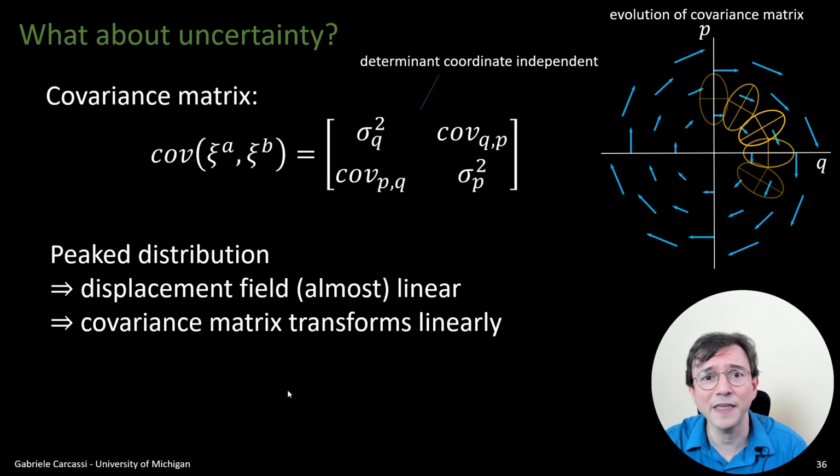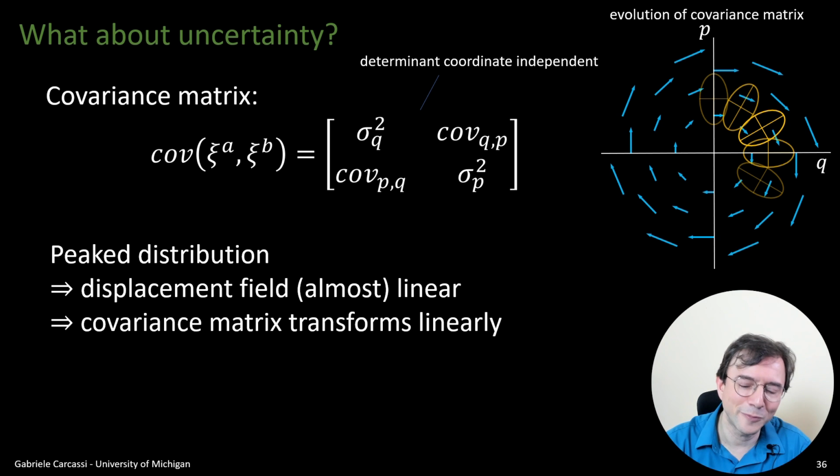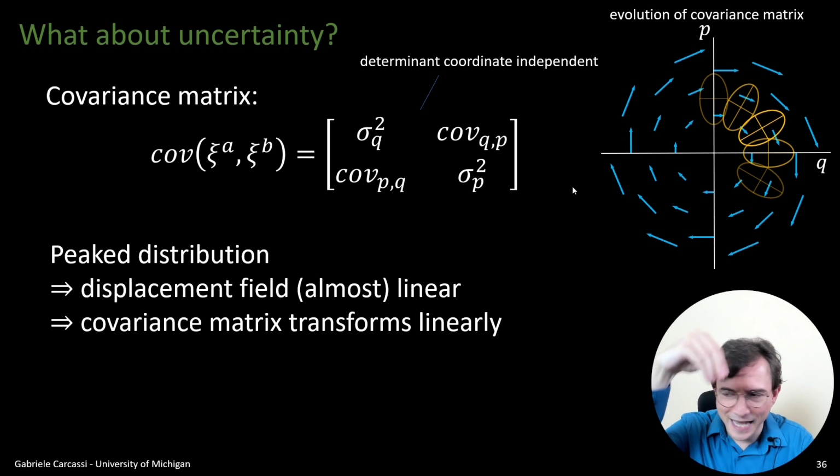Now, another thing that you might ask is, what about uncertainty? Some people say that information entropy is related to uncertainty, even though the connection is not quite so tight. But anyway, there is a relationship between uncertainty and information entropy. So what actually happens to uncertainty? Well, we can look at a more precise measure of uncertainty, which is the covariance matrix. In fact, the determinant of the covariance matrix is coordinate independent. So you can change coordinates, and the covariance is going to be invariant if you have a distribution that is very, very tight and packed.